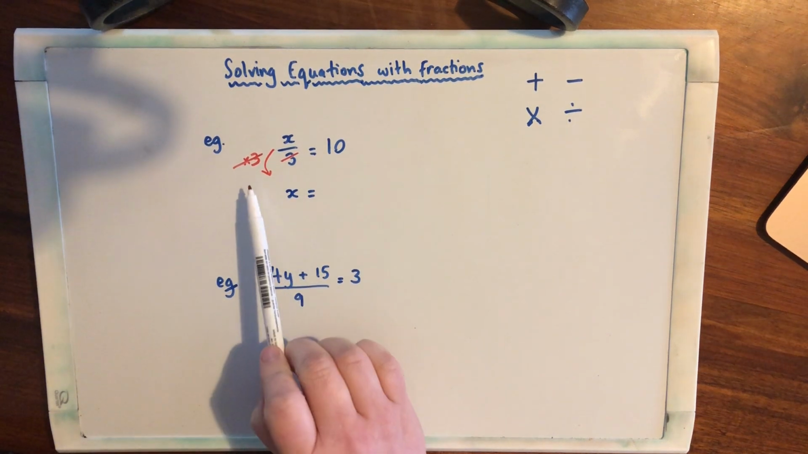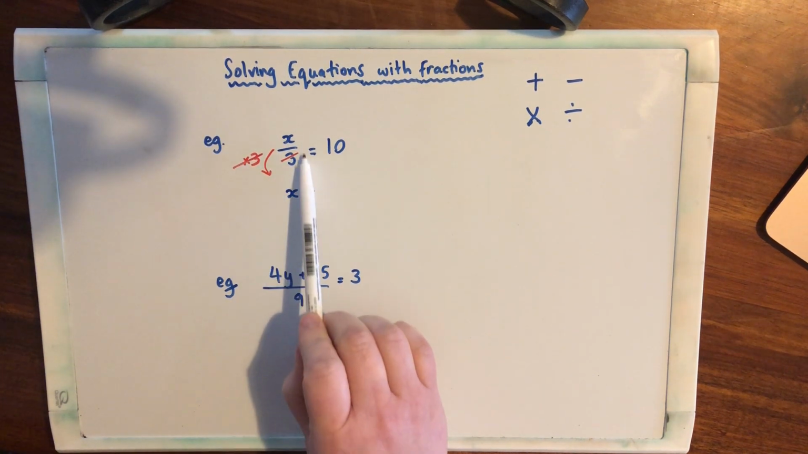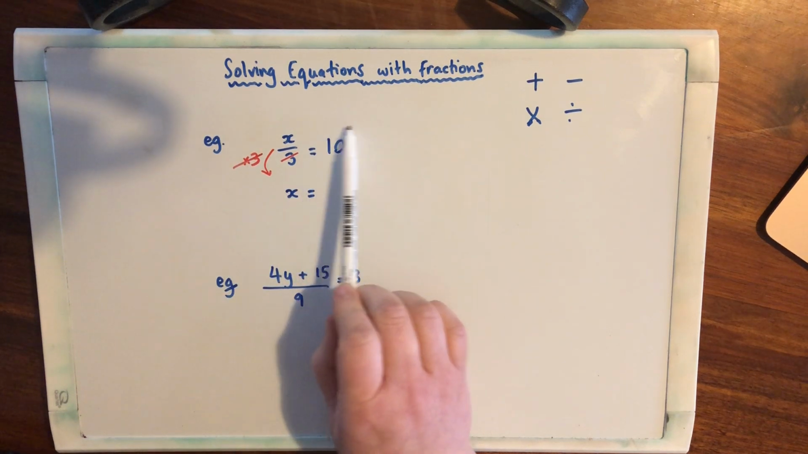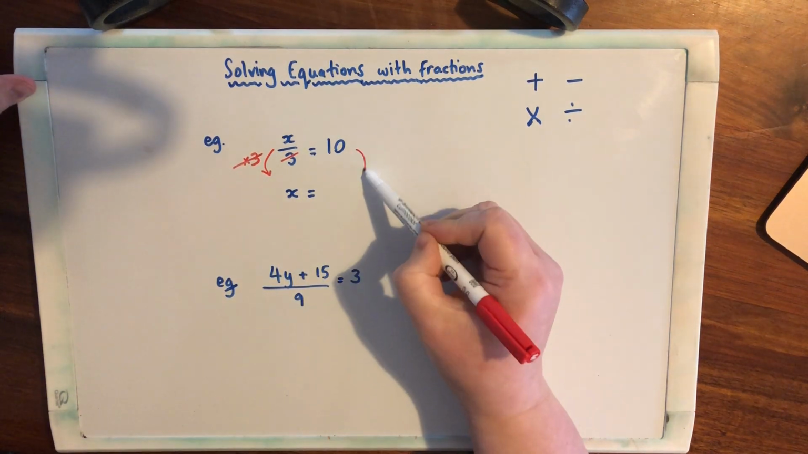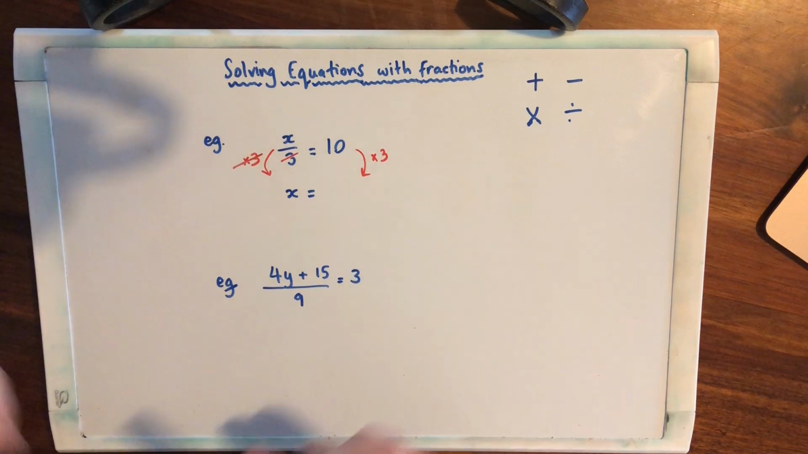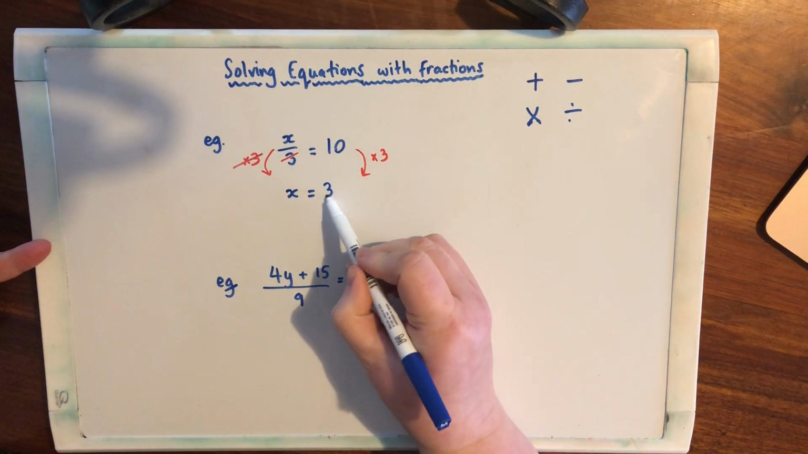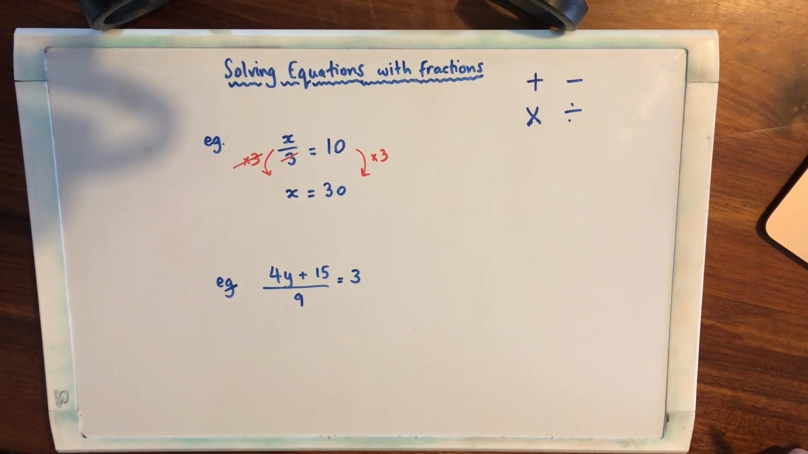But remember, whatever we apply to the left-hand side of the equation, we need to apply to the right-hand side of the equation. So we're going to times that 10 by 3 as well. And here our answer, x must equal 30.